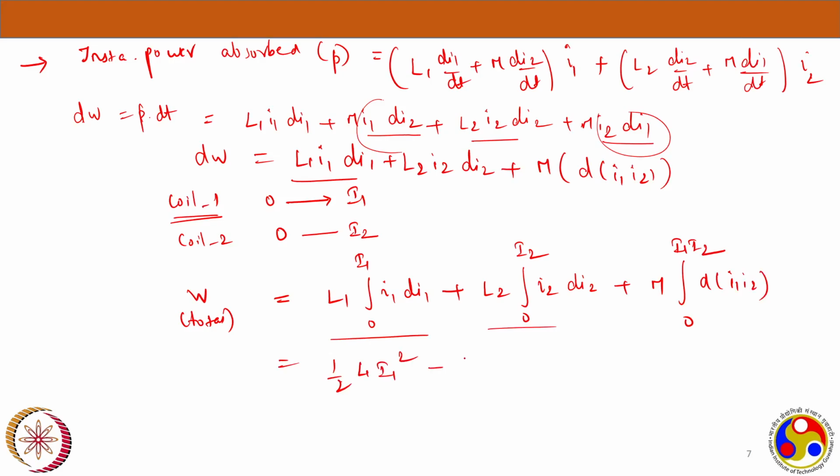This one is half L2 I2 square. And this one will be M I1 I2. Okay, so that's it.